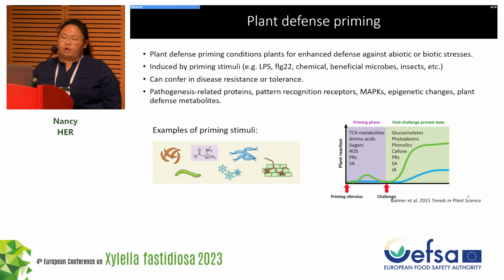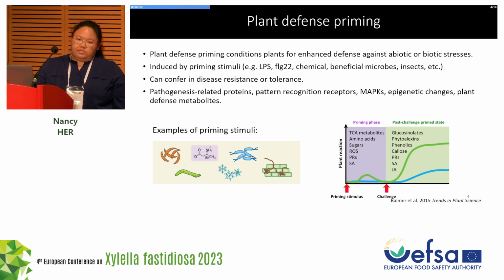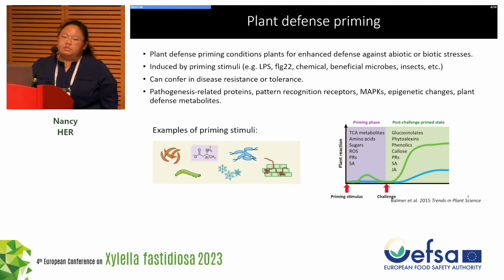plant to reprogram itself. Upon subsequent challenge with a pathogen such as Xylella, the plant more readily recognizes the pathogen and activates a strong immune response against it, leading to resistance or tolerance. So this mechanism exploits the plant memory and allows the plant to better defend itself against abiotic and biotic challenges presented by a fluctuating environment.